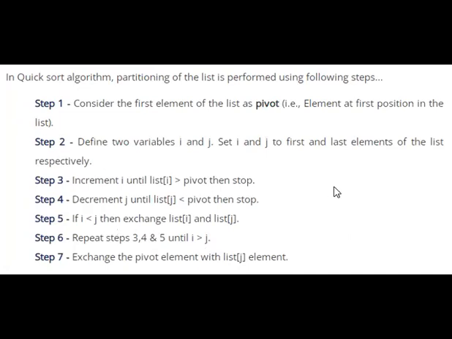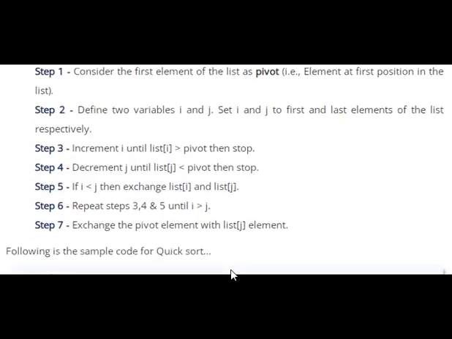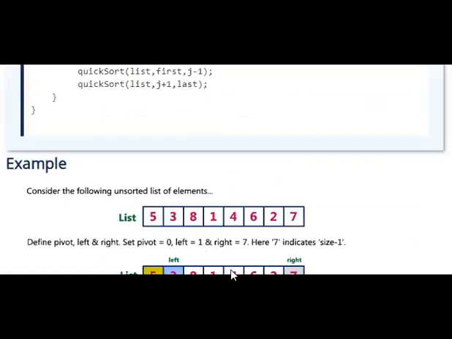You repeat the steps until i is greater than j, and then exchange the pivot element with the element at j. Then we get the exact position of the pivot element for partitioning the list.